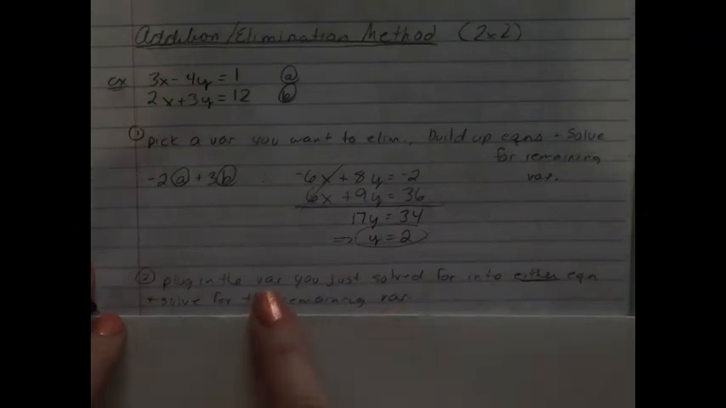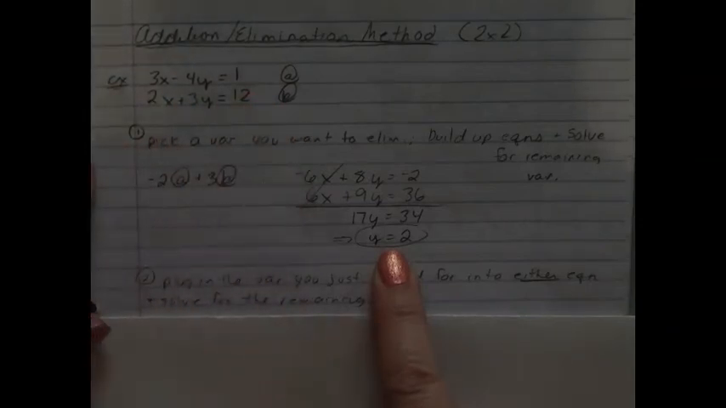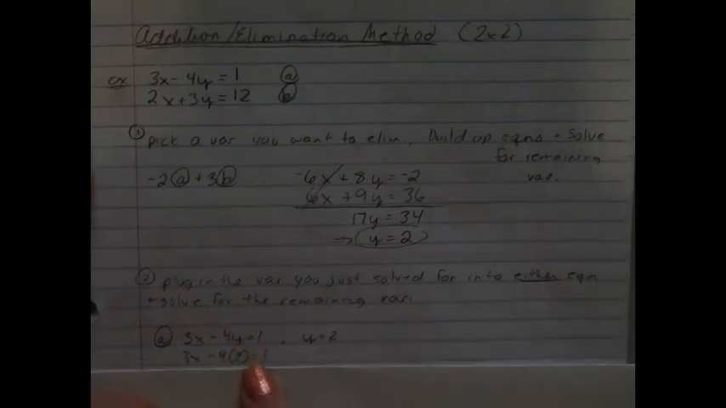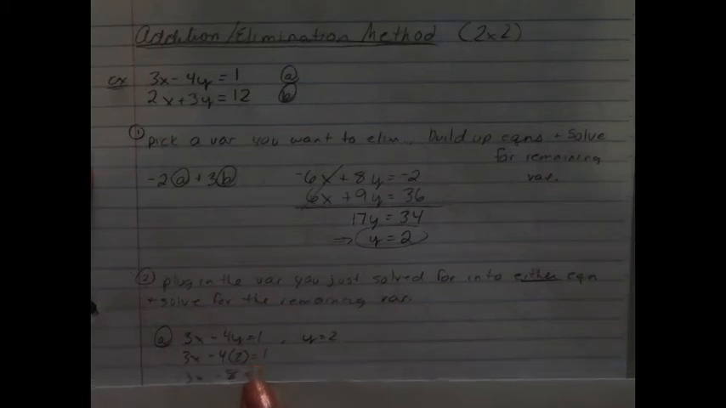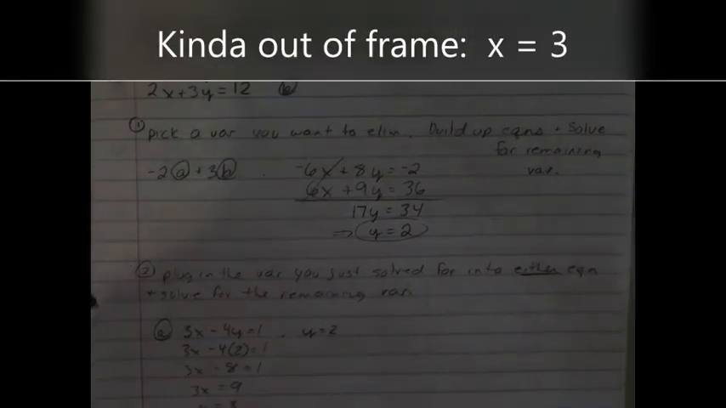Step 2, you're going to plug in the variable you just solved for into either equation and solve for the remaining variable. So you have y equals 2, you can plug it into equation A or equation B. I don't care. I chose y equals 2 to plug into equation A. Again, I could have easily chosen equation B. So I'm going to use substitution, and then I'm going to solve for x. There you go. I solved for x.